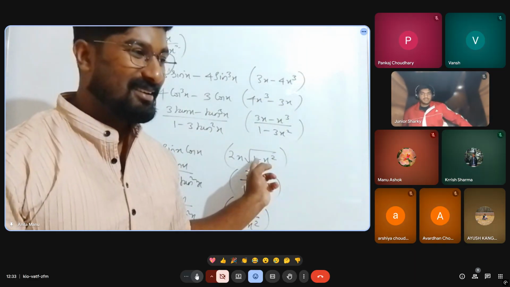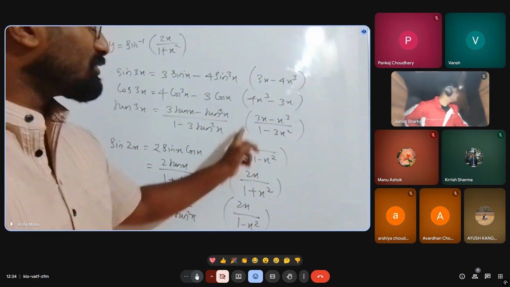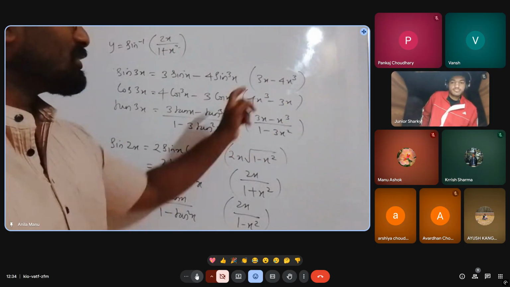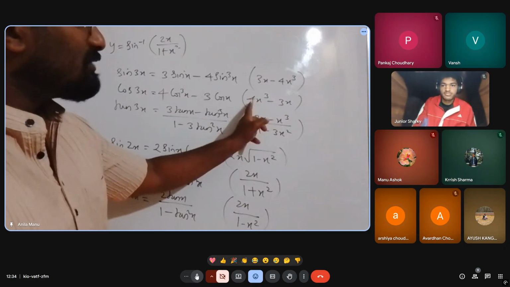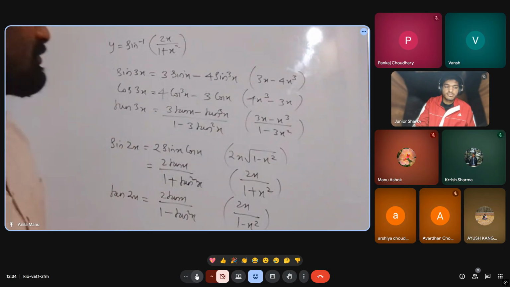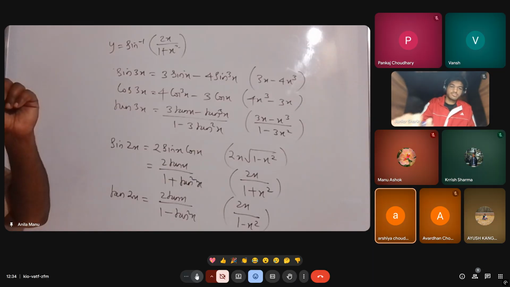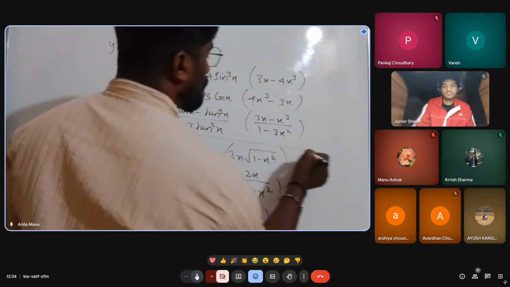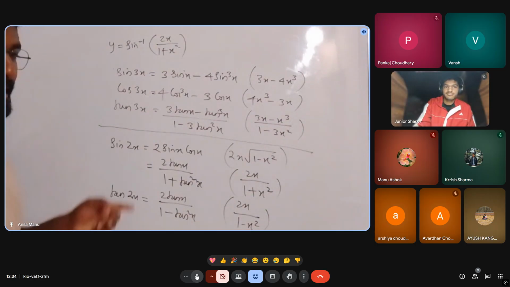Have you ever noticed that? Yes, sir. Example questions, exercise questions are of this type only. 4x cube minus 3x or 3x minus 4x cube, like that only. So what you have to understand, if it is 4x cube minus 3x, x is going to be cos x only or cos theta only. Okay, so these are the properties you want to cover. Now let's solve problems.